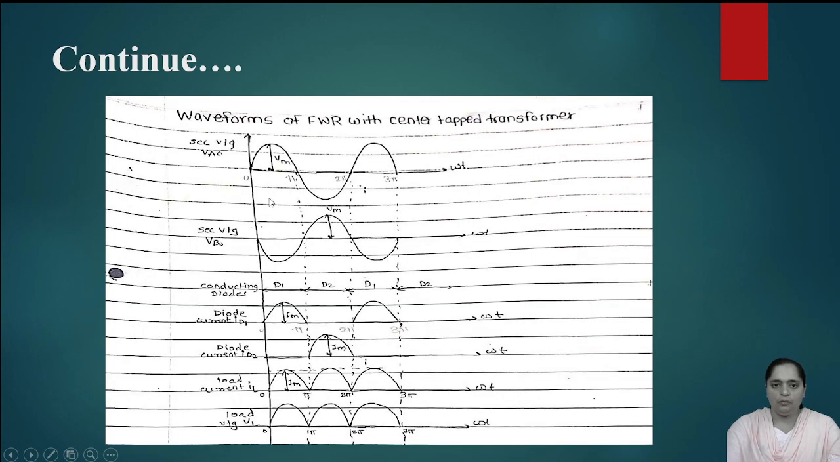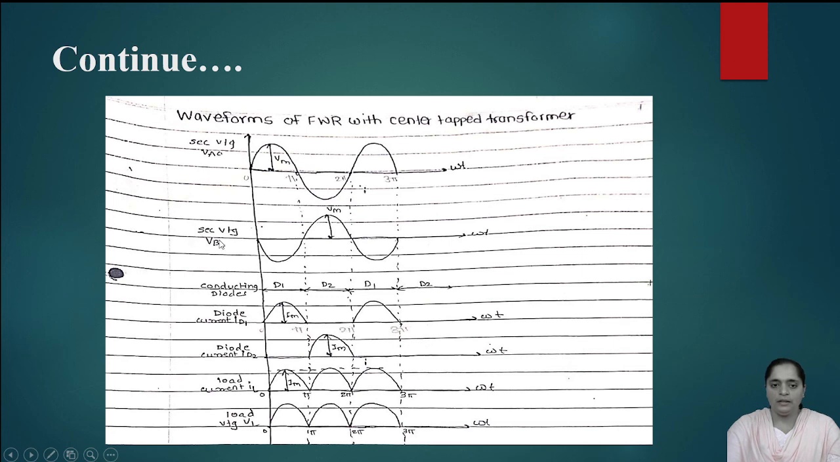Next point, these are the waveforms of the full wave rectifier with center tapped transformer. Here firstly, the first one deals with VA0, means secondary induced voltage VA0, and second waveform is nothing but secondary induced voltage VB0.